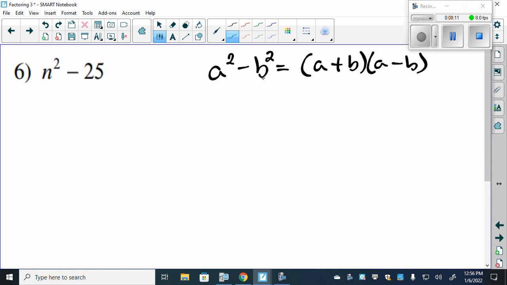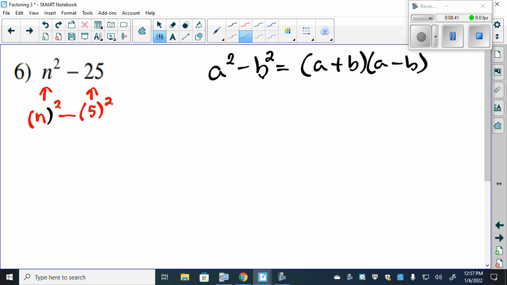So if we applied that here, what squared, or what times itself, will give me n squared? N, because if we write it in the notation, n squared would be our a squared. Now what times itself will give me 25? Well, it would be 5, because 5 squared is 25. So what that's telling us is that this is the difference of perfect squares.